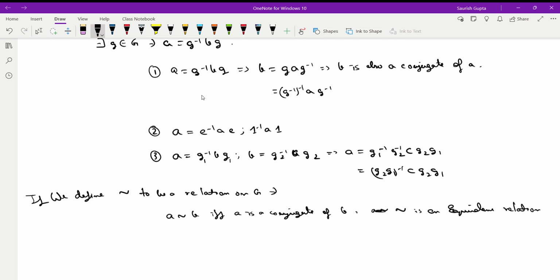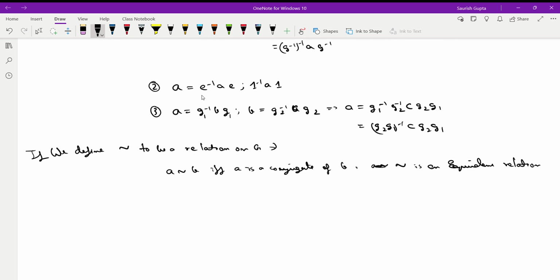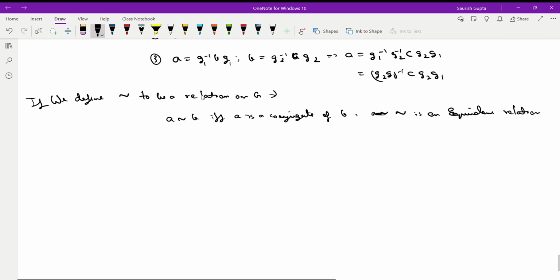Okay, yeah. So this is an equivalence relation, right? Therefore we can state an equivalence class. That should be the immediate next step. So what should be the equivalence class of A under this relation?